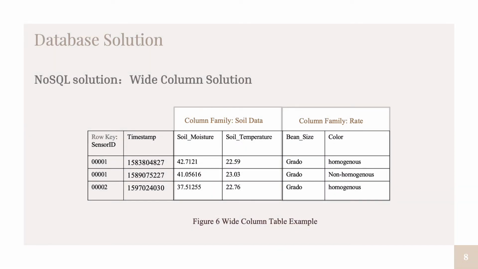Here is an example from our data dictionary to show how we define the data model in this project. We use a sensor key as a row key to identify the column, and all the attributes will be divided into 5 column families based on their meaning. So for example, all the soil related data will belong to the column family soil data. And also the timestamp will be stored with the value in the table.